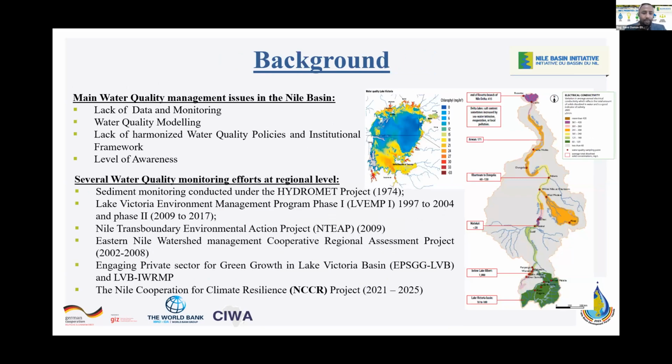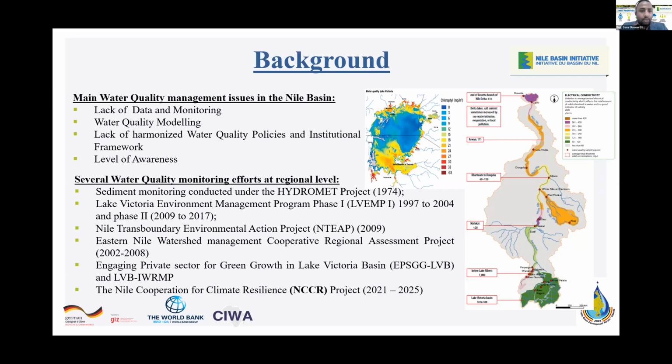I'll give you a small background on the water quality efforts in the Nile Basin. As Dr. Florence just mentioned, there are the LEVEMP 1 and 2 projects, and even before that, the Hydromet project in 1974, even before NBI was constituted. We have the NTIP project, and currently we have the Nile Cooperation for Climate Resilience project, which is ongoing and has the thematic area of water quality investment planning and prioritization.